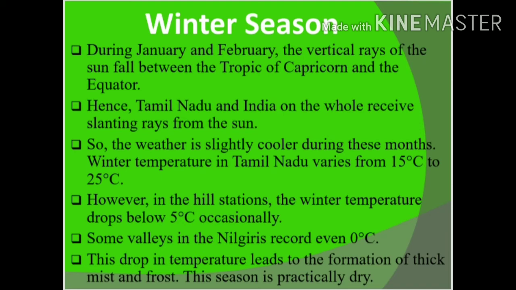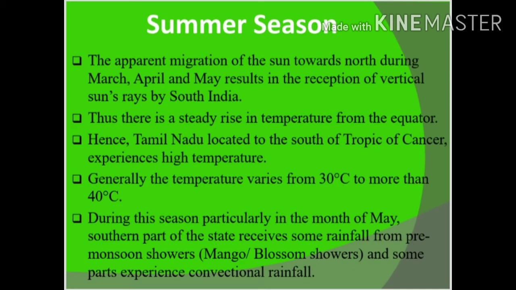That is about winter. The second season is the summer season. In the summer there is an apparent migration of the sun towards the north during the months of March, April and May. Due to that, vertical sun rays fall in the south of Tamil Nadu, so there is a steady rise in temperature from the equator. Tamil Nadu, located to the south of the Tropic of Cancer, experiences high temperature during March, April and May, and generally the temperature varies from 30 degrees Celsius to more than 40 degrees Celsius.